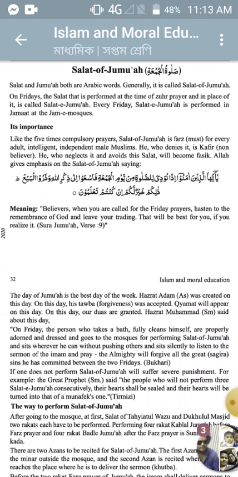The importance of Salat of Juma is like the five compulsory prayers. Salat of Juma is obligatory for every adult, intelligent, independent male Muslim. He who denies it is kafir. He who neglects it and avoids the salat will become fasiq.